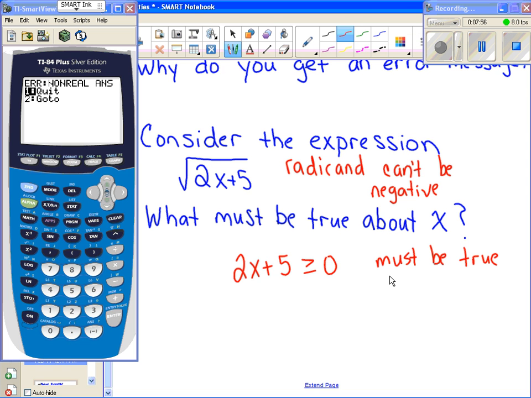Otherwise, we'll get an error message. So in this case, we can subtract 5 from both sides and divide both sides by 2. So in my question, what must be true about x? Well, if we're talking about the expression, the square root of 2x plus 5, then x has to be greater than or equal to -5/2. If it's not, then we would have a negative underneath the radical sign, and we would get an error message because it would not be a real solution.